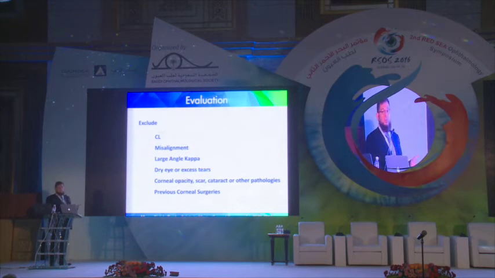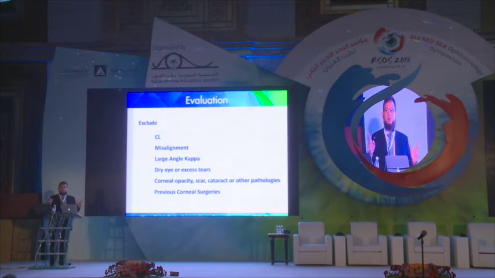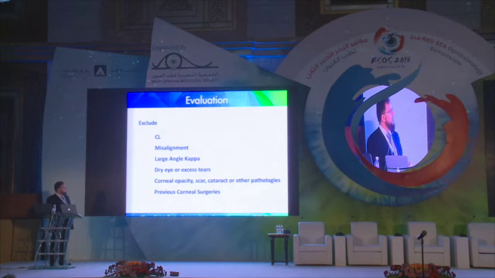And maybe misalignment during taking the capture. Maybe large angle kappa. Angle kappa will change a lot the corneal topography when it is larger than the normal. It causes a skewed radial axis, and it may cause tongue-like extension even on the elevation maps. So we have to pay attention. And of course, how to see the angle kappa, it is a big talk. We have no time for this. Now, dry eye or excess tears, also we have to exclude them and treat them before we recapture the patient.